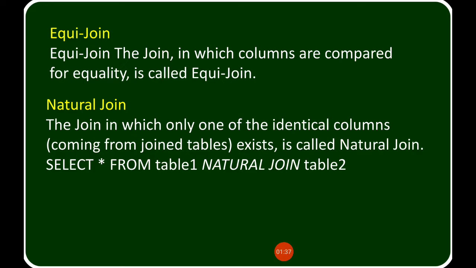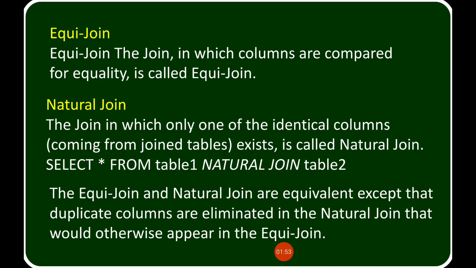Now here see the simple query: select star from table 1, natural join is a keyword, table 2. Now in this join we can join two tables with the identical columns. The equijoin and natural join are equivalent except that duplicate columns are eliminated in the natural join that would otherwise appear in the equijoin.